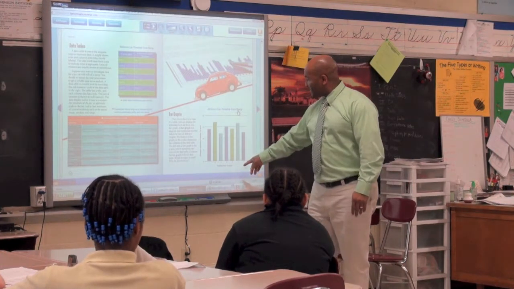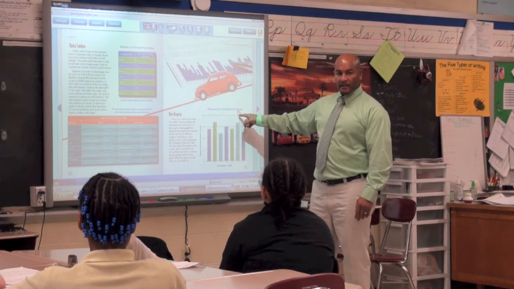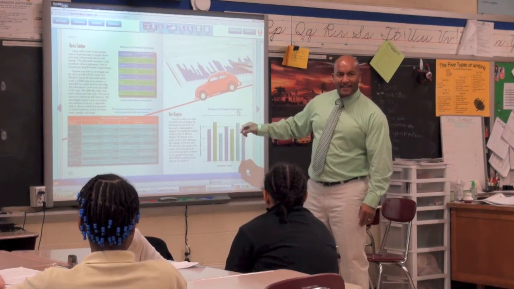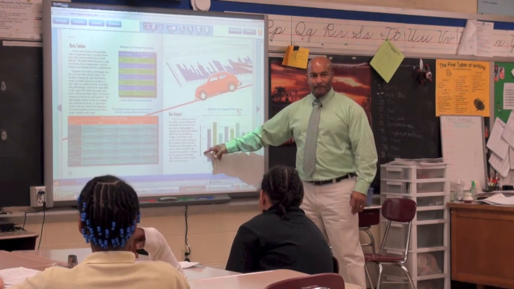So we got our x-axis, and this again was the y-axis, and this is the timeline, the title. And these numbers along the side are intervals.